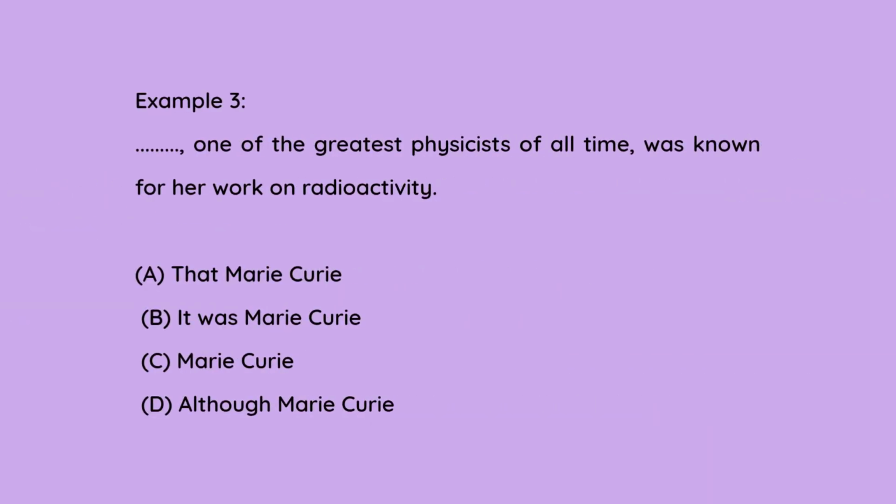Look at example 3. When you see a sentence with commas like this, there is a chance that it's an appositive. One of the greatest physicists of all time is extra information set off by commas for the missing subject. So we need to find the missing subject that is a noun, and the verb must agree with that noun. We can eliminate option B because it contains a verb. We already have main verb was here, so we don't need another one. Option A is incorrect because that is a demonstrative pronoun, but it lacks a proper verb or context to make sense. And even if we add a verb, it will create another sentence, not an appositive.